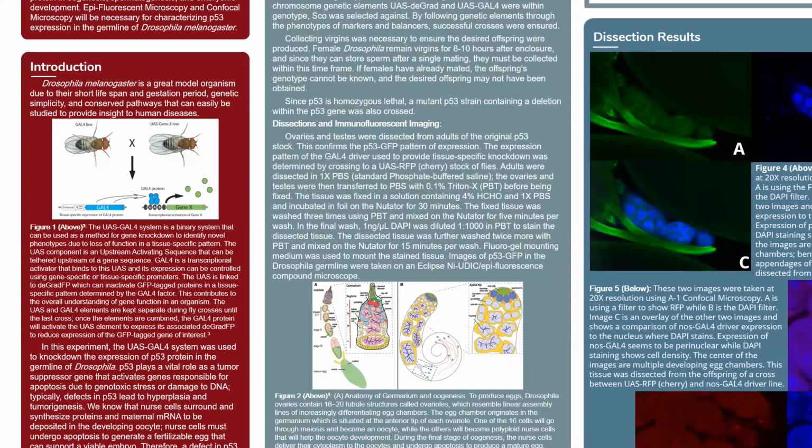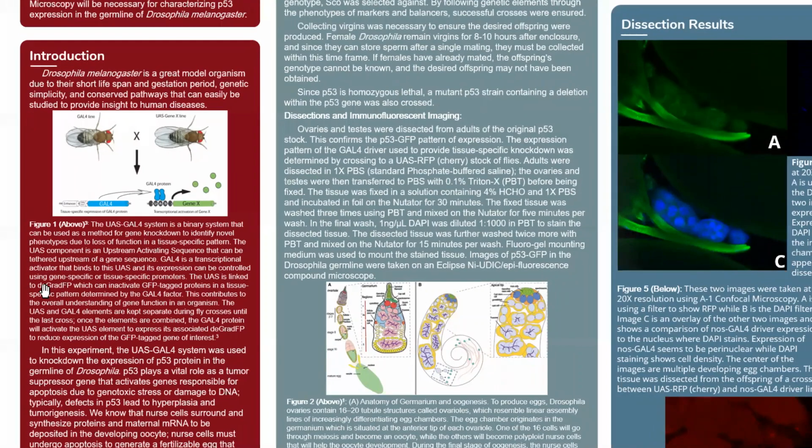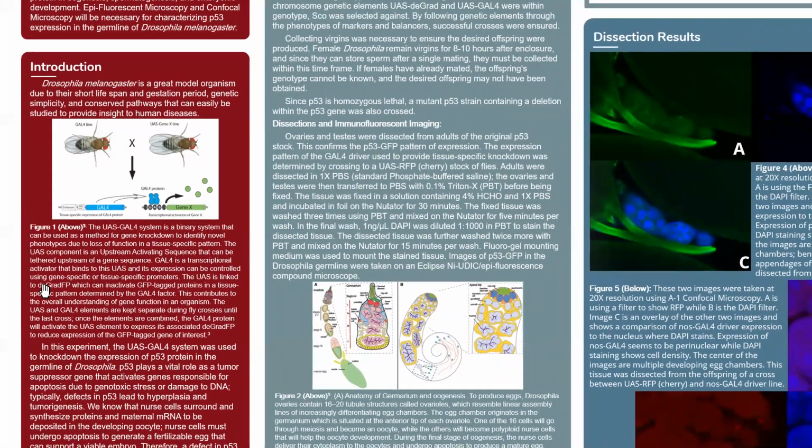The UAS is also linked to whichever molecule you want to knock down, so either RNA or protein, and the degradFP is used to knock down protein, and it inactivates GFP-tagged proteins in a tissue-specific pattern, which is determined by the Gal4 factor. This contributes to the overall understanding of gene function in an organism.